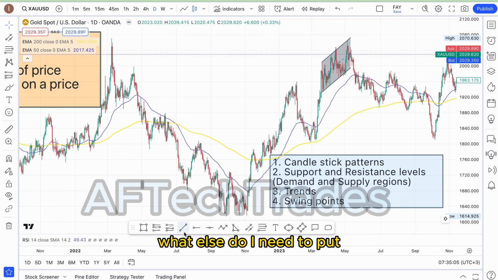What else do I need to put here is the pole of the flag, right? And this is the pole of the flag. So you see here that in an uptrend, you have this pattern form. You had a flag pattern form here. Can I spot another pattern here? Yes, there's another pattern here we call the wedge pattern. Let me see if I can pull it out for us. If you see here, yes, this is a wedge pattern.